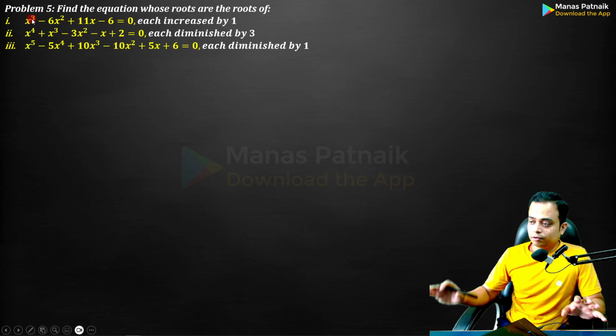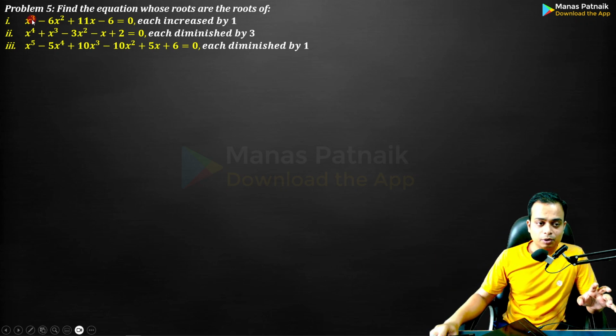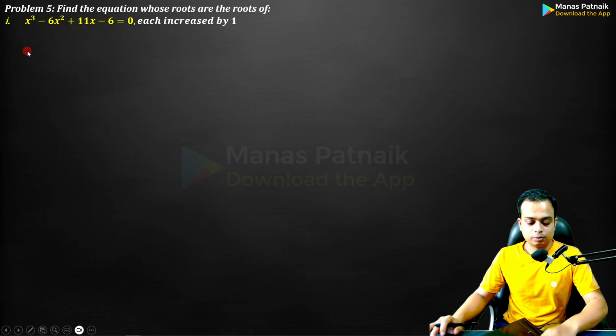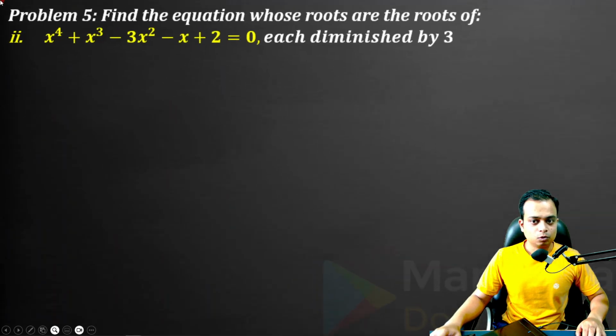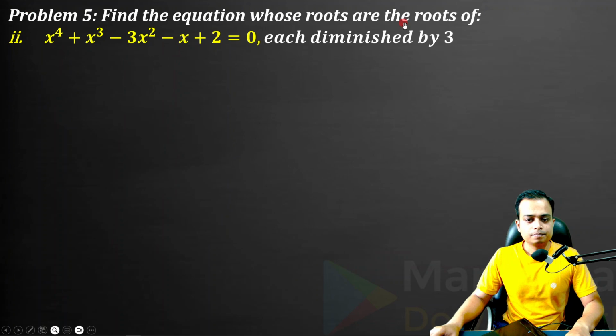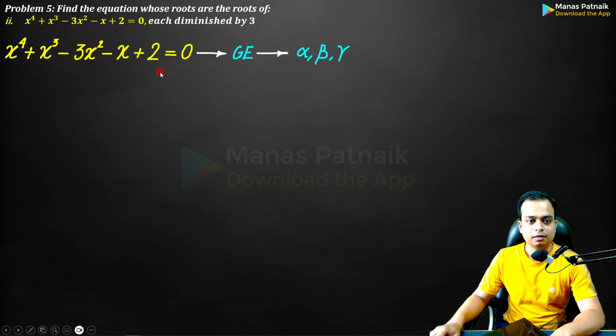And by the way, this is problem 5 in the unsolved exercise. P.S. Grewal has got 3 parts. We are going to solve part number 2. There is going to be a separate video for part 1 and 3. Watch that also. We need to find an equation whose roots are the roots of the given equation, each diminished by 3. Very well. Let me rewrite the equation.